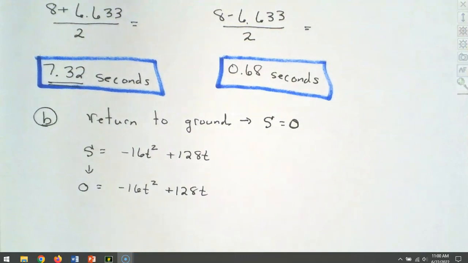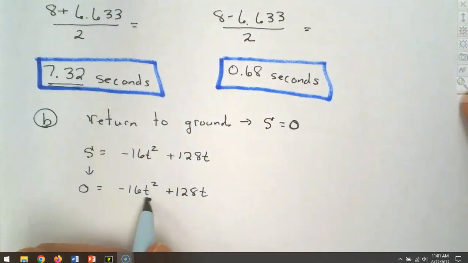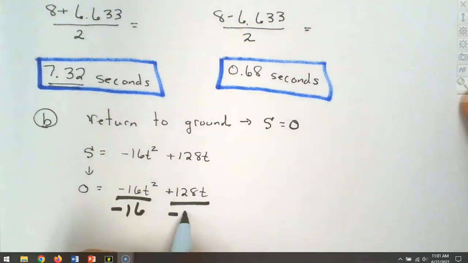And now we can solve this. This is going to be a classic example of zero factor. It is set to 0, and I can factor something out. Let's first see if I can divide everything by something. Yeah, because 128 and 16 are both divisible by 16. It's negative, and I don't want negatives at the very beginning, so let's divide by that negative 16.